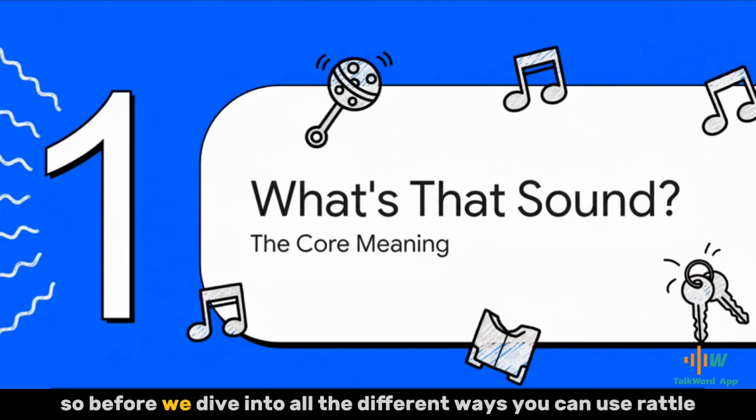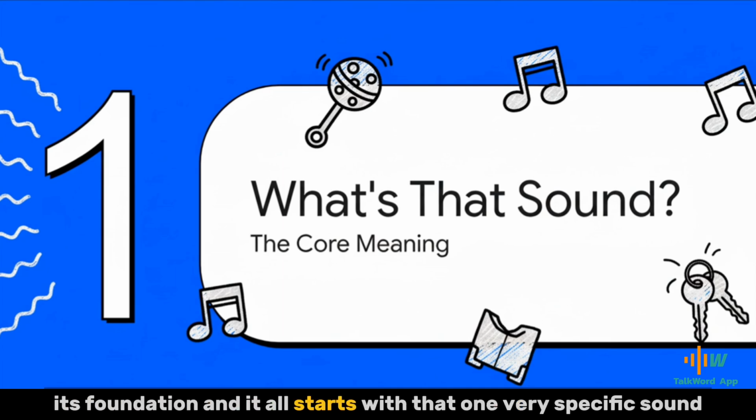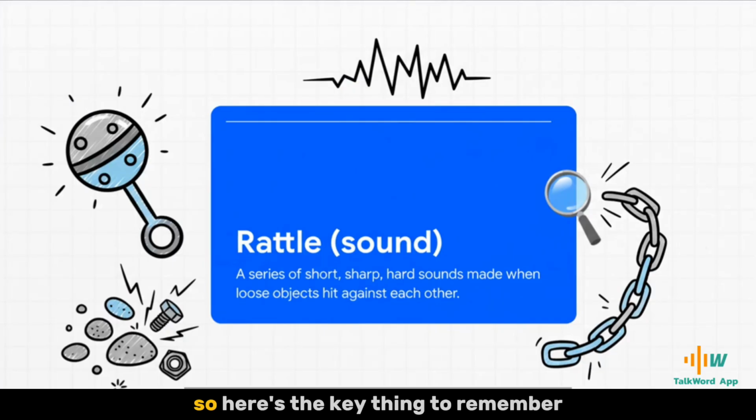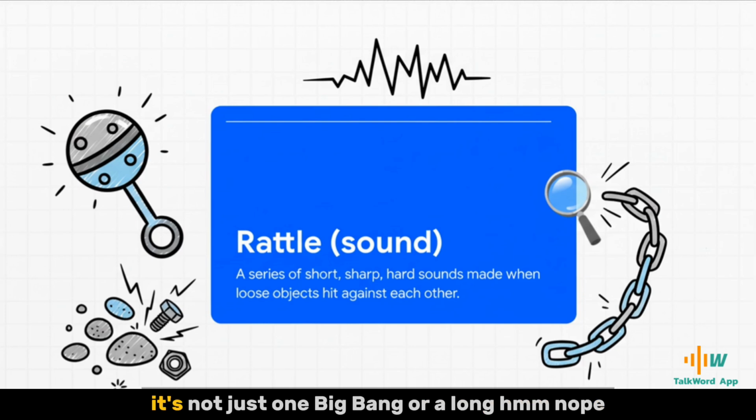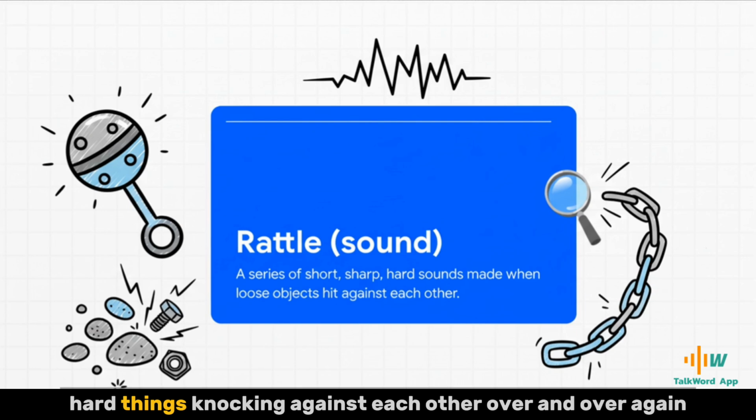All right, so before we dive into all the different ways you can use rattle, we've got to get to its core, its foundation, and it all starts with that one very specific sound. So, here's the key thing to remember. A rattle is a very specific kind of noise. It's not just one big bang or a long noise. It's a whole series of quick, sharp sounds, one after another. Just imagine a bunch of small, hard things knocking against each other, over and over again.